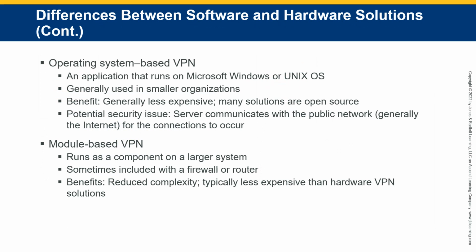So, as we already touched on, an operating system based VPN, that's like an appliance that runs on Windows or a Unix operating system. They're kind of used in smaller to medium sized organizations. The benefit is, they're very inexpensive. They usually come with something that you already need and have. A lot of them are open source, and you can find one there in your pfSense out there.